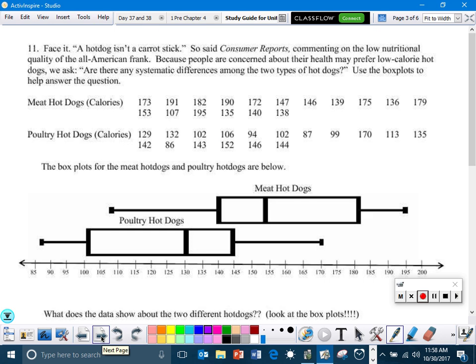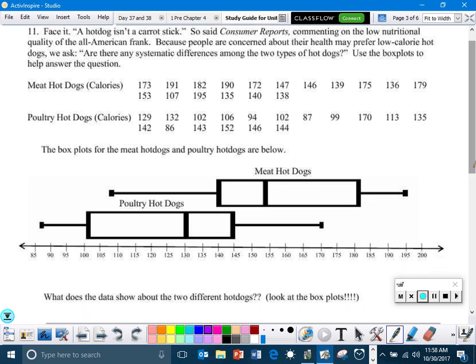Now, you do not have to type any of these into the calculator. I've already put the picture up for you. You have to interpret it. Let's read through it. Face it, a hot dog isn't a carrot stick. So said Consumer Reports, commenting on the low nutritional quality of All-American Frank. Because people are concerned about their health, may prefer low-calorie hot dogs, we ask: are there any systematic differences among the two types of hot dogs? Use the box plot to help answer the question.